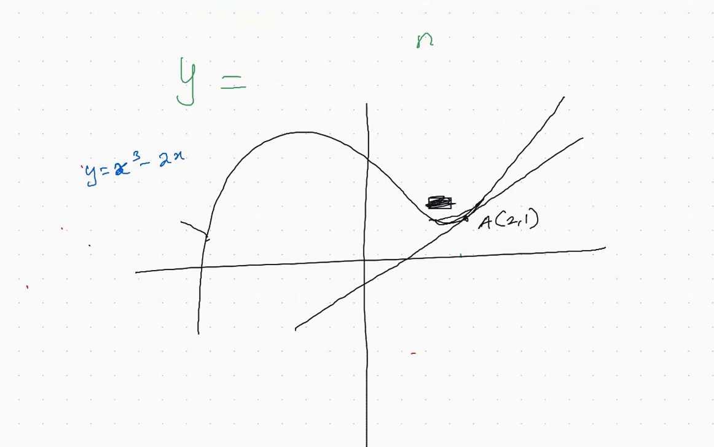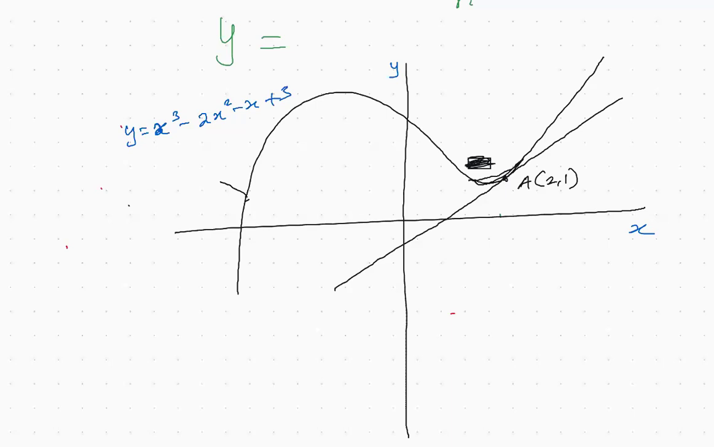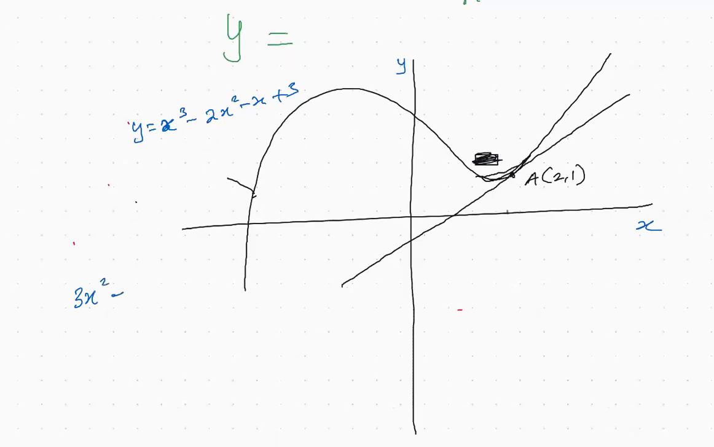So now the first thing you have to do, for you to find the gradient, is differentiate the curve. That gives you dy/dx equals 3x squared minus 4x minus 1. That's the dy/dx. So that's going to be the expression for the gradient.